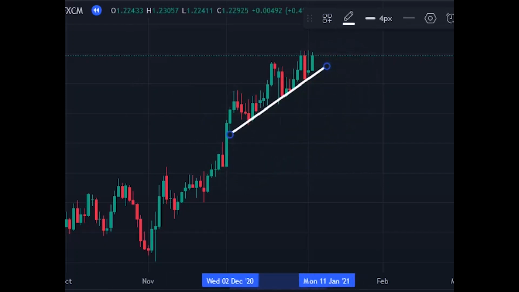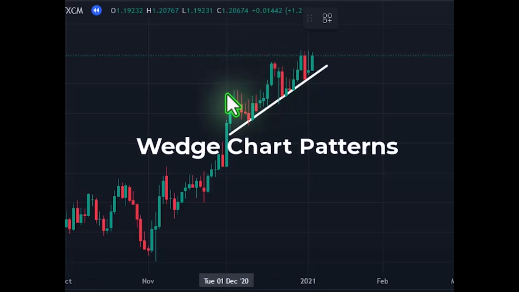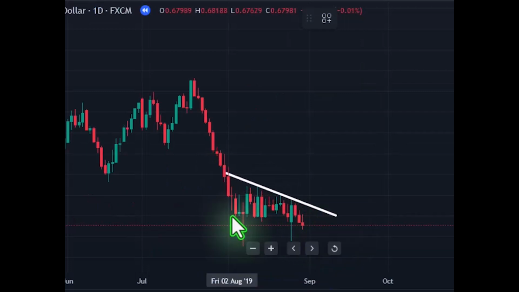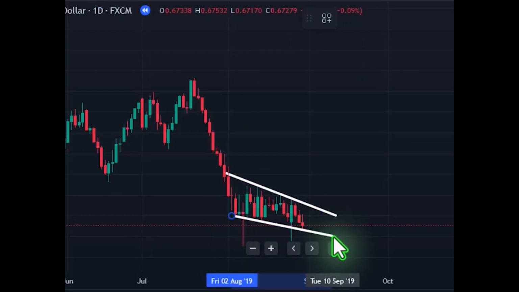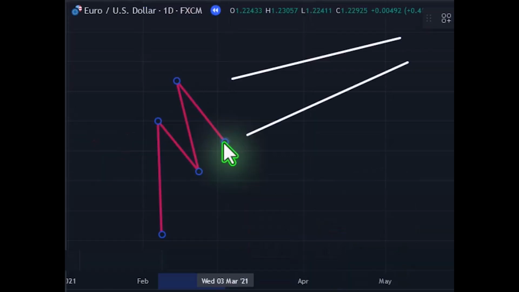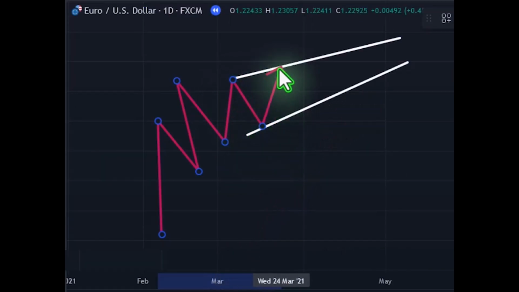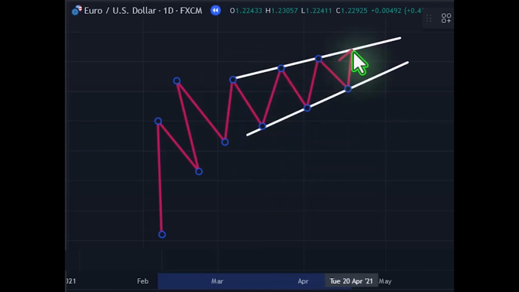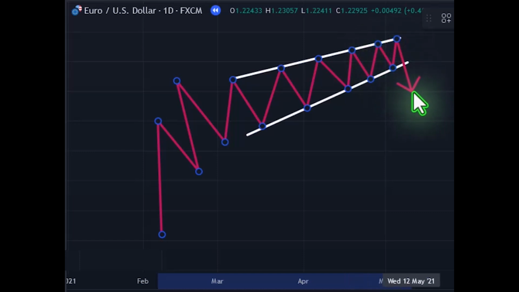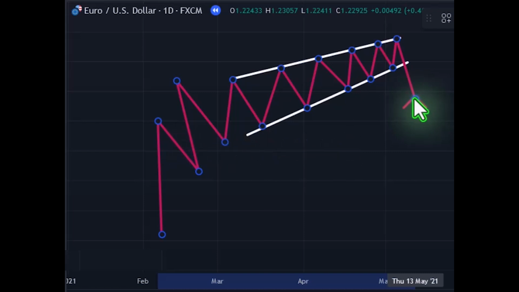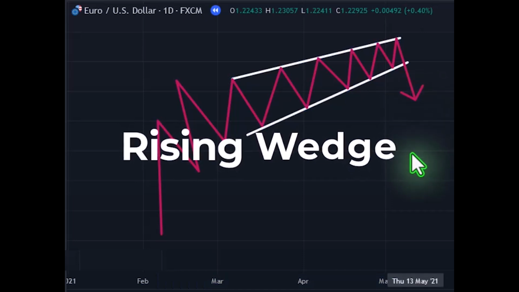Today I quickly want to introduce you to the wedge. So we have a rising wedge and a falling wedge. A rising wedge looks somehow like this. Price goes up into a wedge-like formation, and as it goes up, the momentum reduces until we have a breakout. So when we have something like this, it is known as a rising wedge.